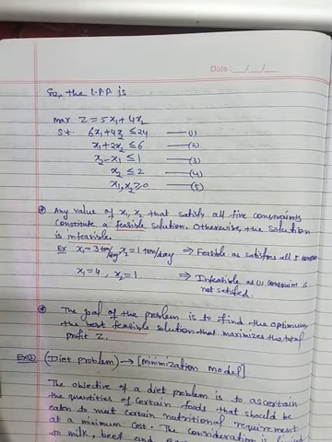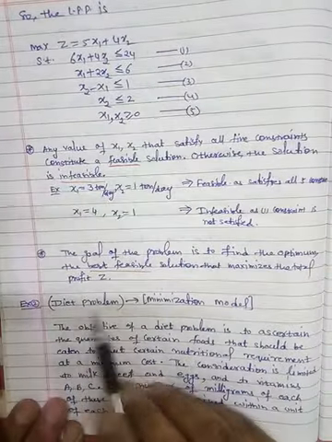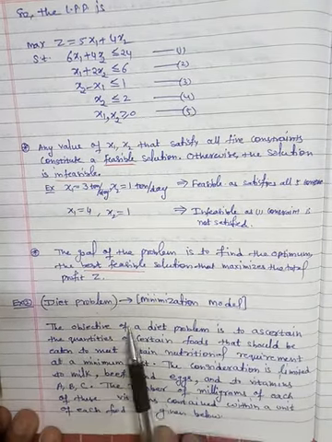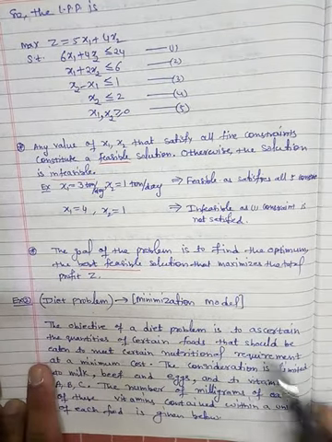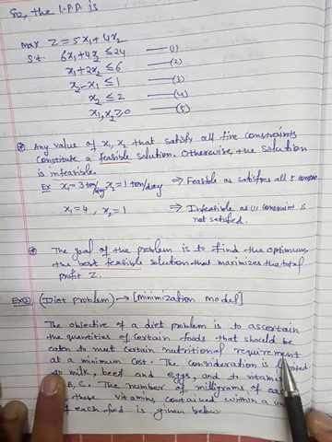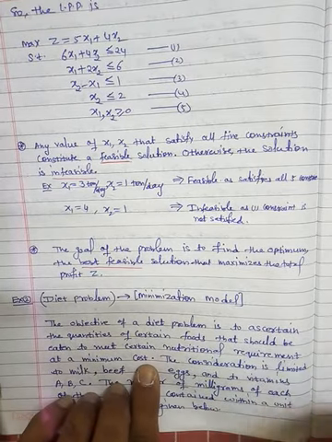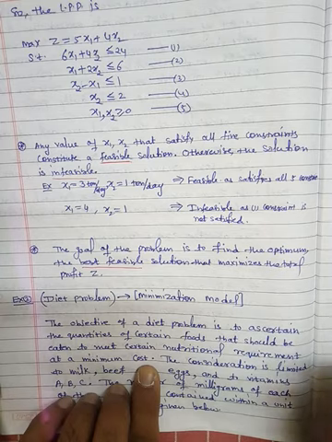Fine. So now similarly we have another problem which is the diet problem, and this is a minimization model. The objective of a diet problem is to ascertain the quantities of certain foods that should be eaten to meet certain nutritional requirements at a minimum cost. Basically we want to eat food which has maximum nutritional value, but at the same time we have to pay the minimum amount.